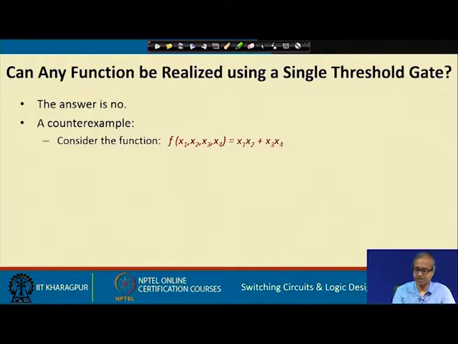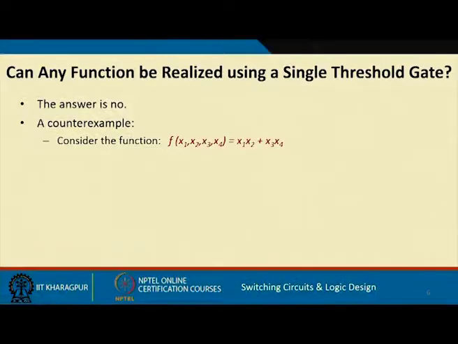Now, the next question we ask is, can we implement any arbitrary function using a single threshold gate? Earlier we had seen that we implemented a slightly complex function, say x 1 bar x 3 plus x 2, using a single gate. Now, the question is, given any arbitrary function, can we implement it using a single threshold gate? Let us try to answer this question. Of course, the answer is no, all functions cannot be implemented.